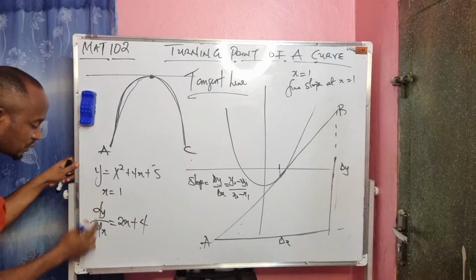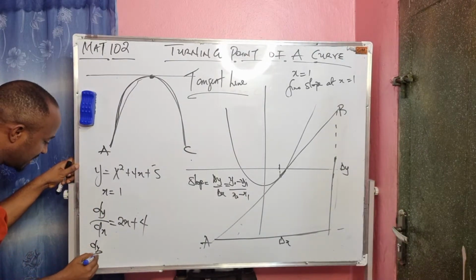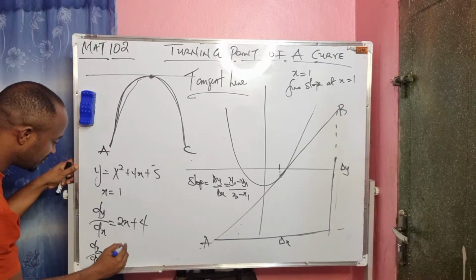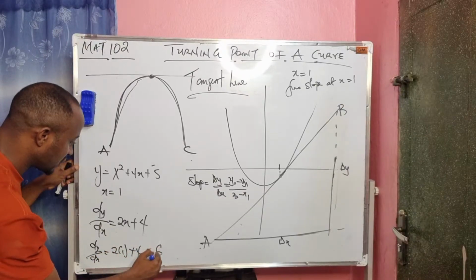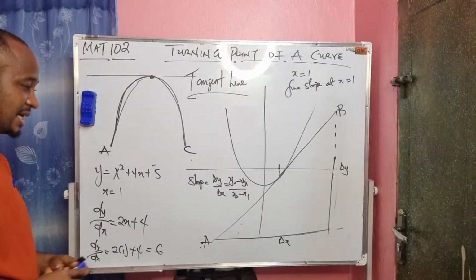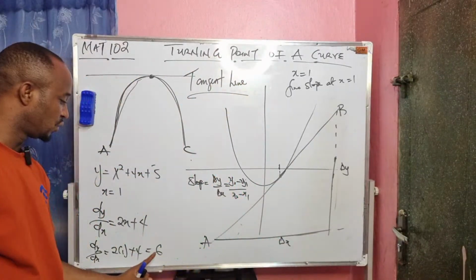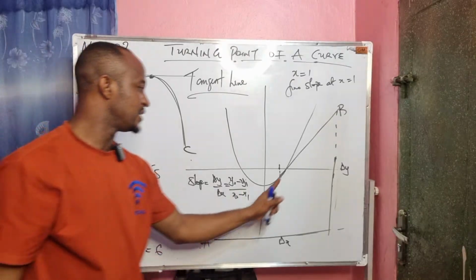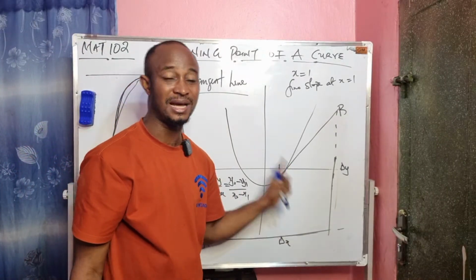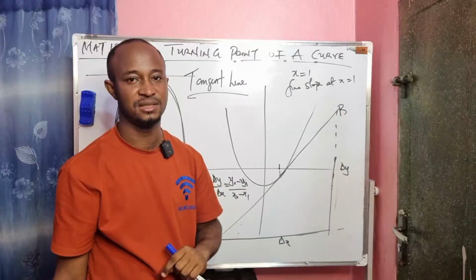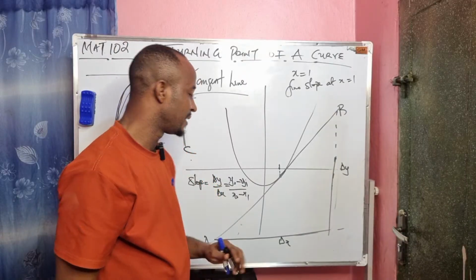Then at x equals 1, dy/dx equals 2 times 1 plus 4, which is equal to what? 6. It means that approximately you are expected to have something close to 6 when you find the slope of that curve at that particular point of interest. Are you there, somebody? That is just it.